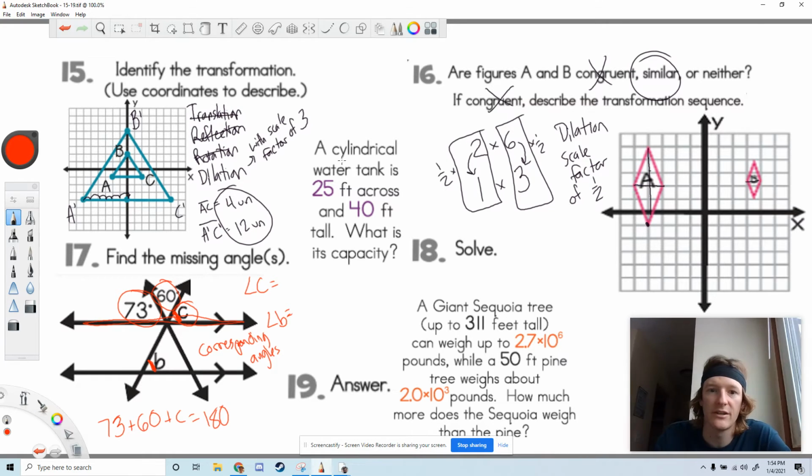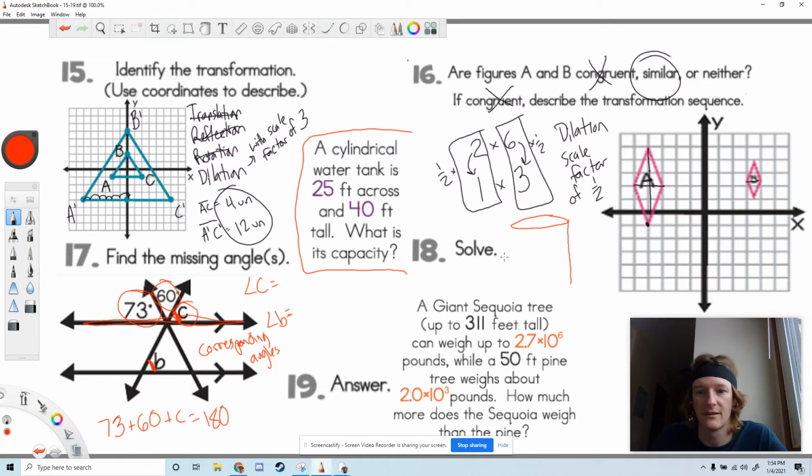For number 18, we need to solve. Here's number 18. A cylindrical water tank is 25 feet across and 40 feet tall. So we've got a cylinder water tank.